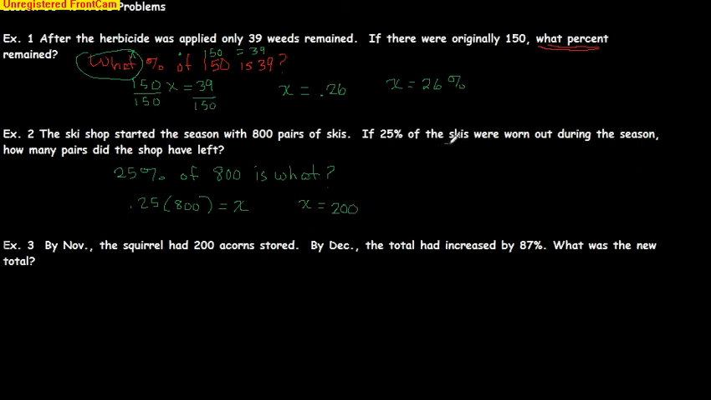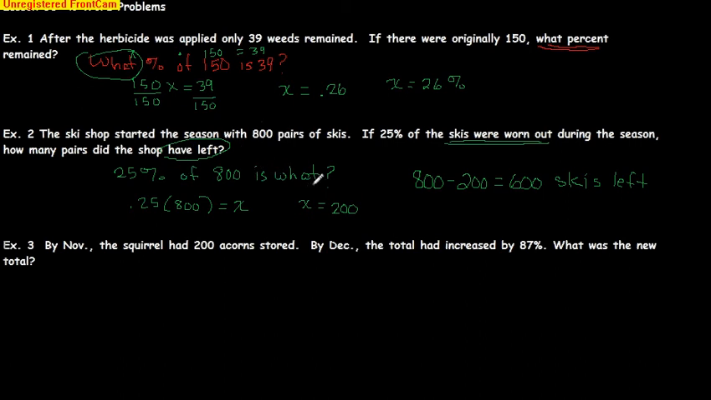You have to watch. These can be really tricky. Skis worn out. But they want to know how many pairs did the shop have left. So we figured out that there's 200 that were worn out. Since it started with 800, we're going to subtract off the worn out skis, and we have 600 skis left. If there's words in your problems, you should have words in your answers. Skis left. Make sure you answer the question and don't just get caught up with doing the percentage problem.